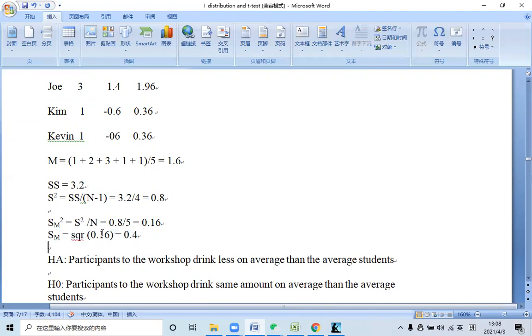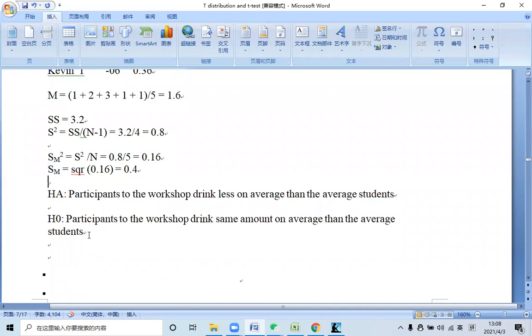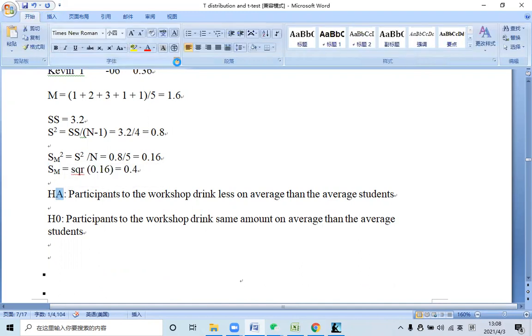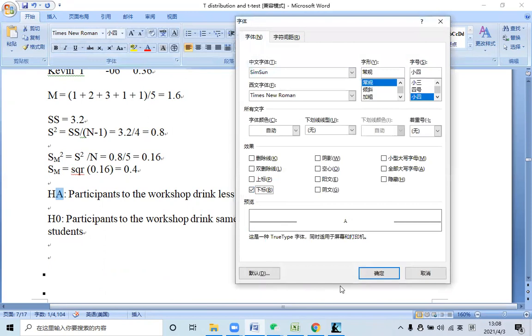These are the simple statistics that you need to take care of before you do anything else. Let's look here. The research hypothesis, we also call it the alternative hypothesis. What is the alternative hypothesis?